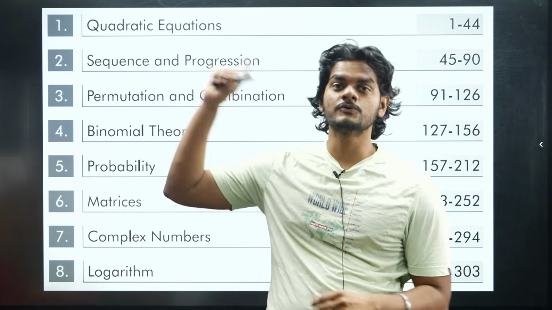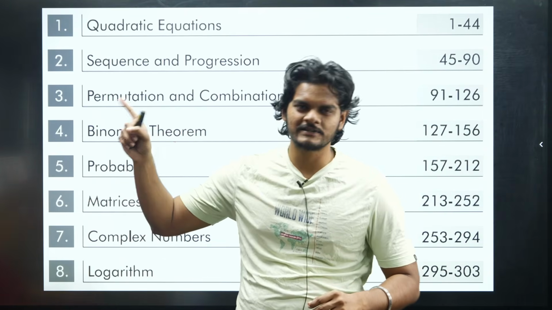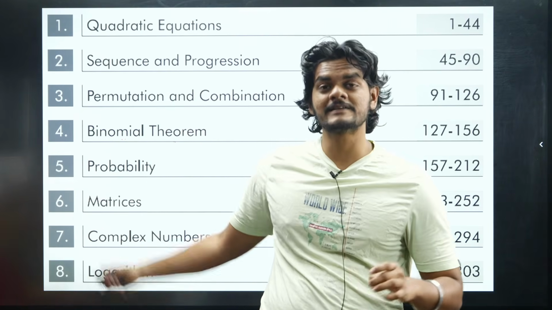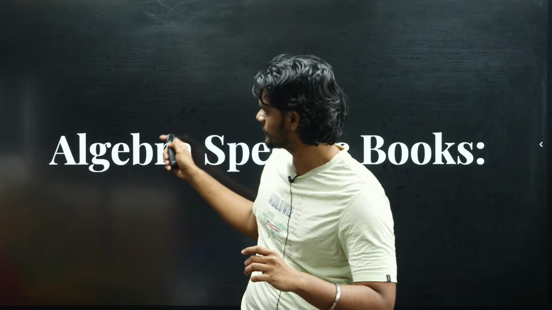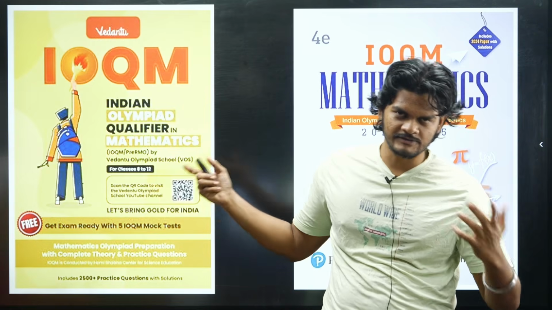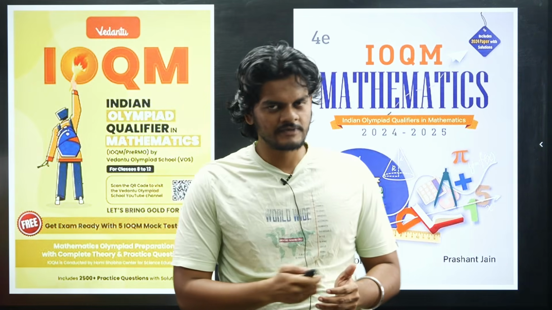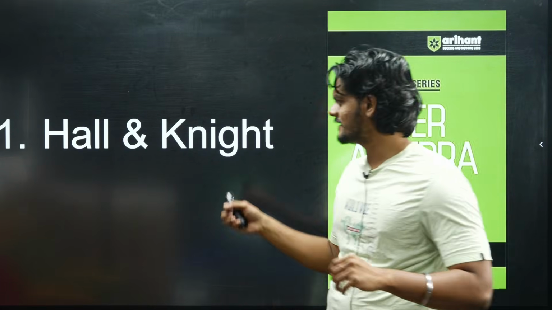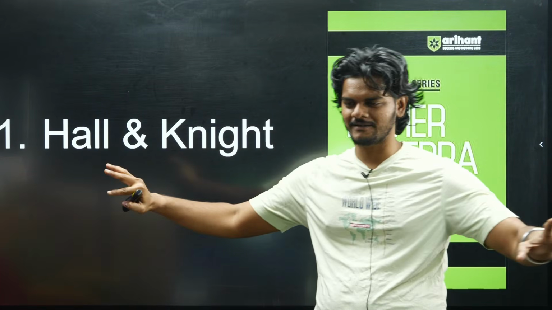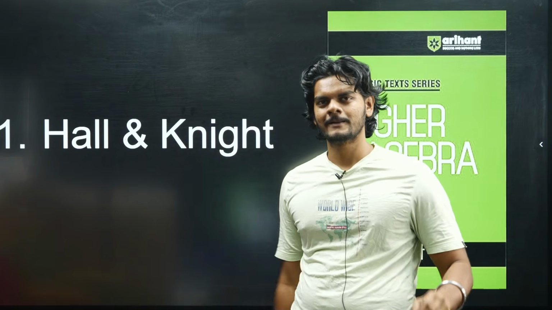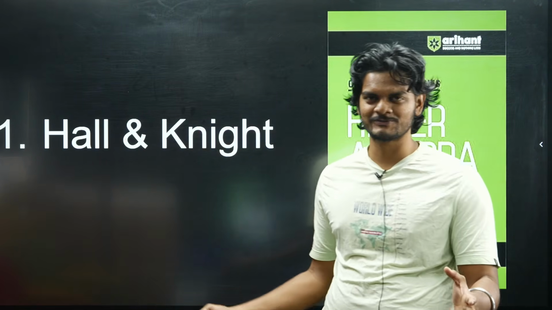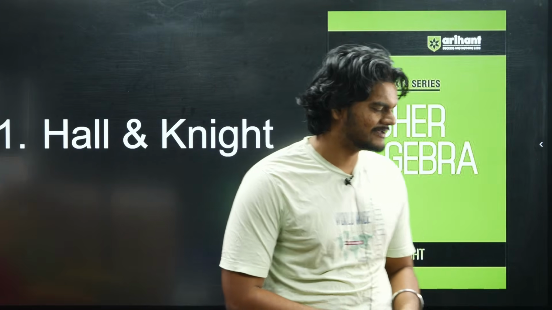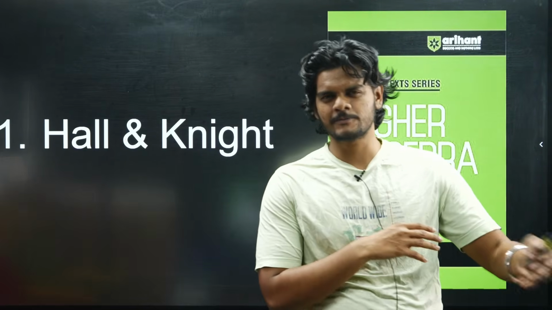So first do the school syllabus, and then go to the basic books which I mentioned before, at least one of these two, and then you go to Hall and Knight. Hall and Knight is like the place where you're just there. I don't think you can ever get out of it. It's a huge book, and if you're done with it, then you can go to advanced problems.